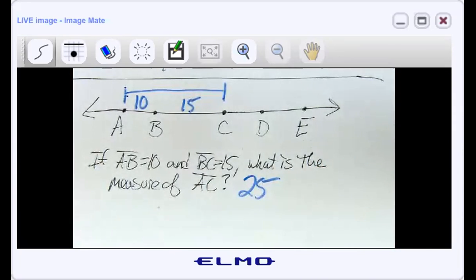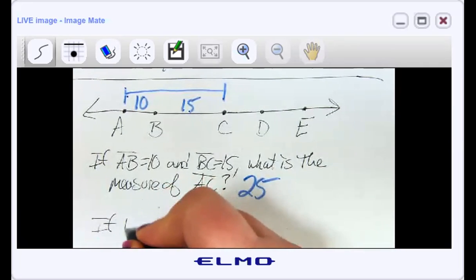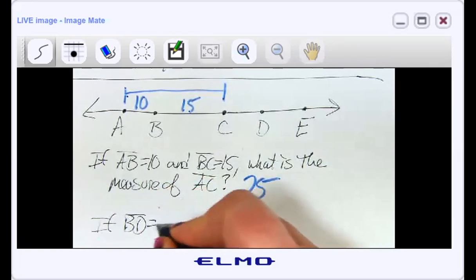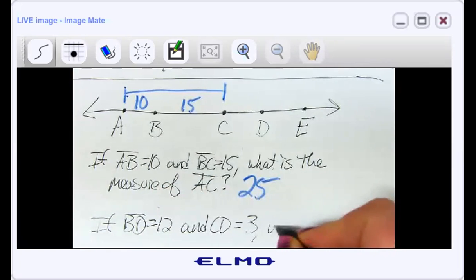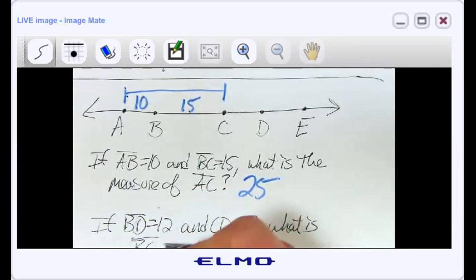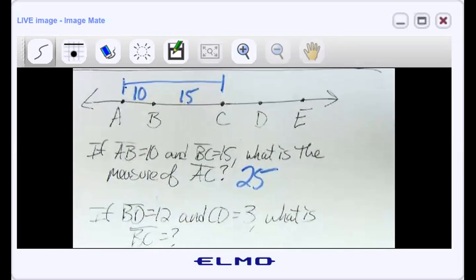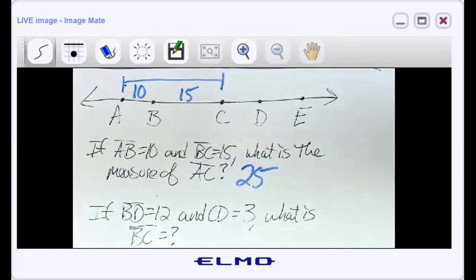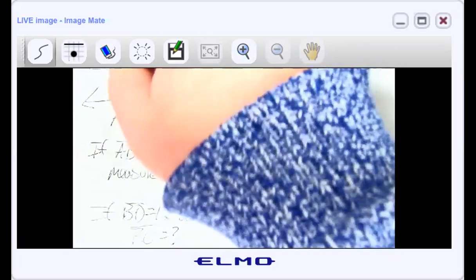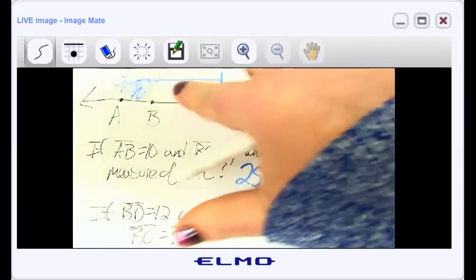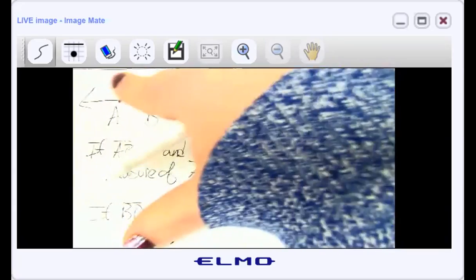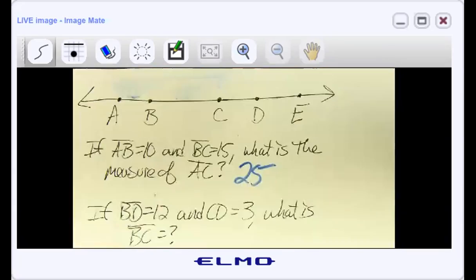All right, let's try another one. What if BD were 12 and CD were 3, what is BC? I'm going to erase this up here from the last problem because now it's new numbers. Oh, this does not erase well at all. Just see if my finger works better. All right, try that.